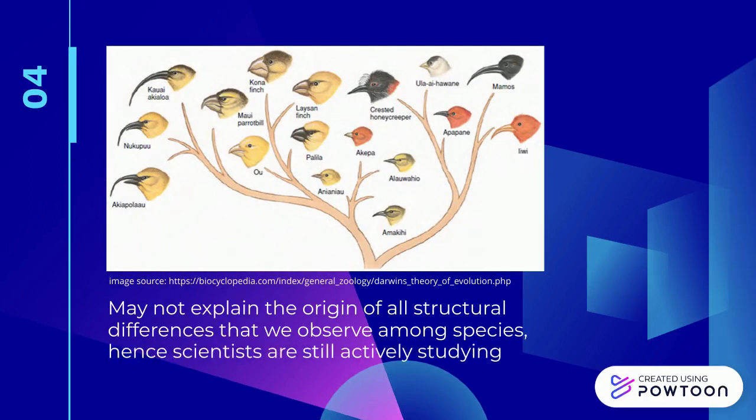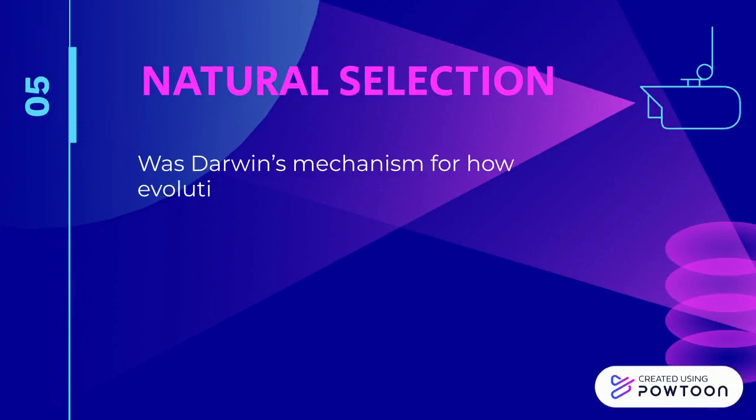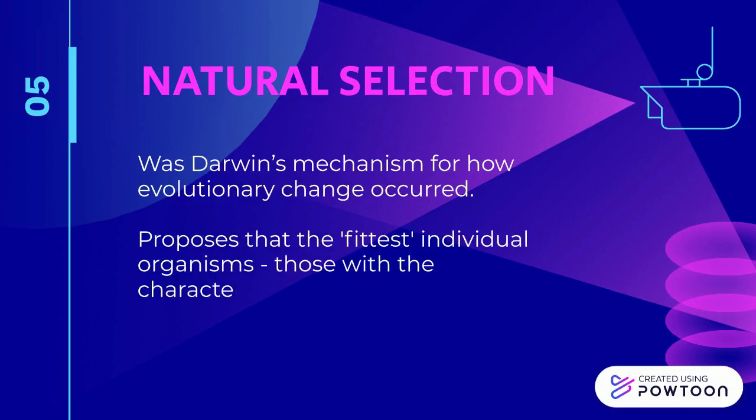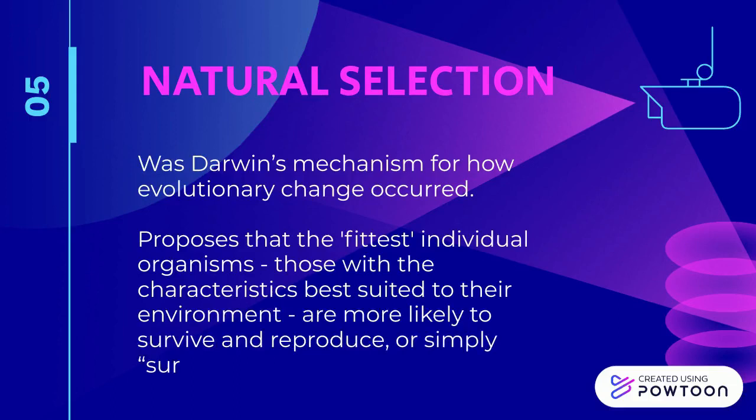Fifth, natural selection was Darwin's mechanism for how evolutionary change occurred. Proposes that the fittest individual organisms, those with the characteristics best suited to their environment, are more likely to survive and reproduce, or simply survival of the fittest.